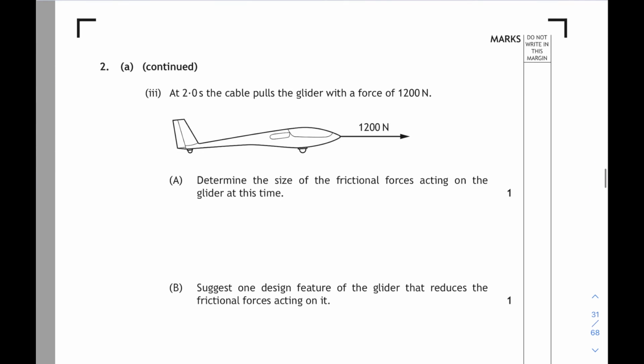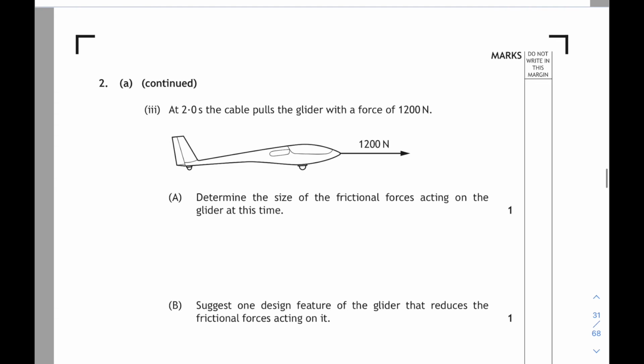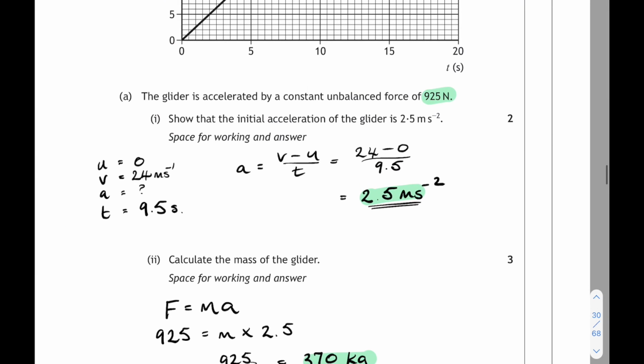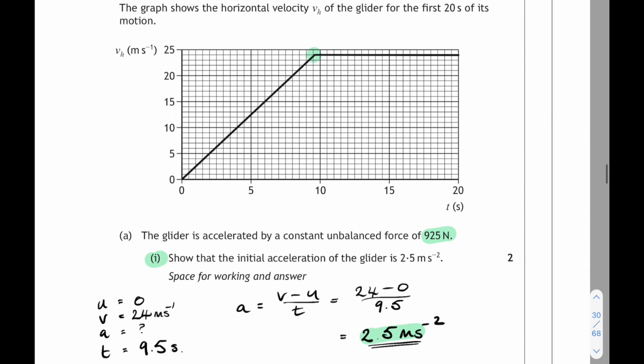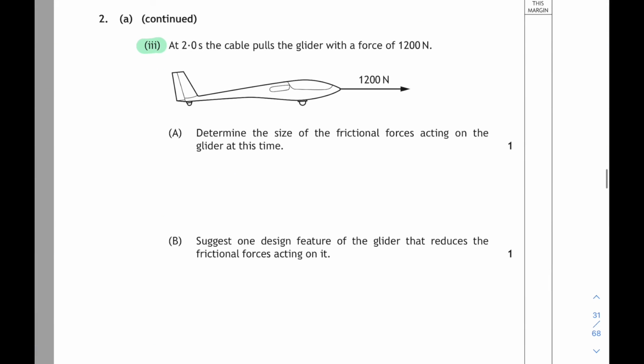Question 2a. At 2 seconds, the cable pulls the glider with a force of 1,200 newtons, and we have to determine the size of the frictional force acting on the glider at this time. Now, all the bits of this question are linked. This is part 3, so we need information from previous parts, maybe part 2 or part 1, in order to do this. So, if we have to work out the frictional force, remember the unbalanced force was 925 newtons.